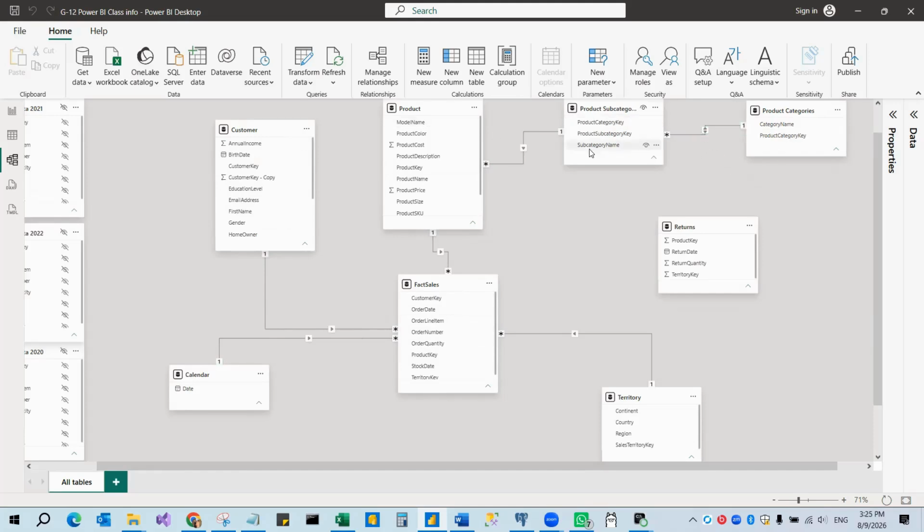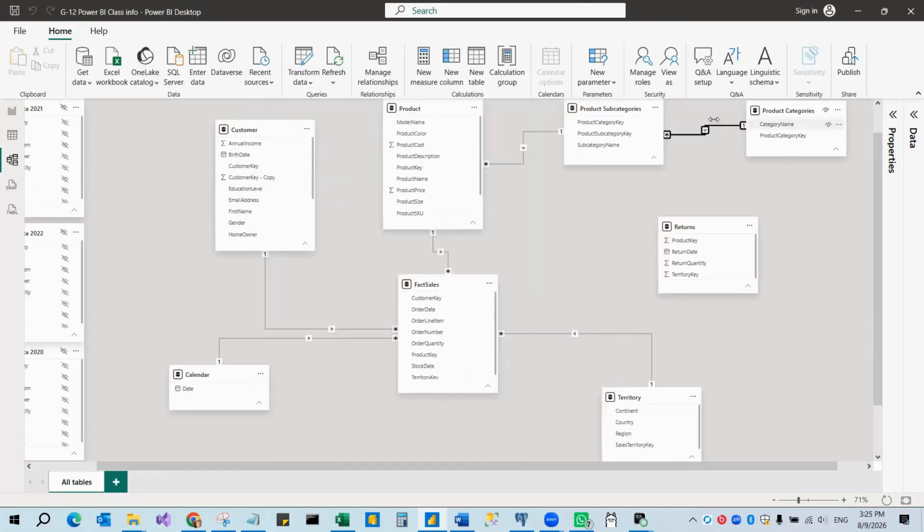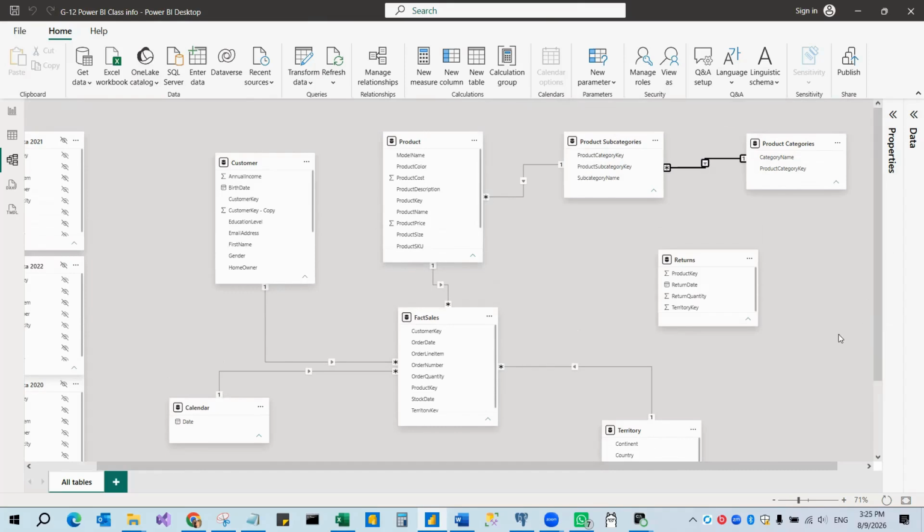So actually we should not do that mostly. We come over here and keep it single. Now we can see data flowing just single. So that is the filter context. Hopefully everybody is clear. Is everybody okay with this?